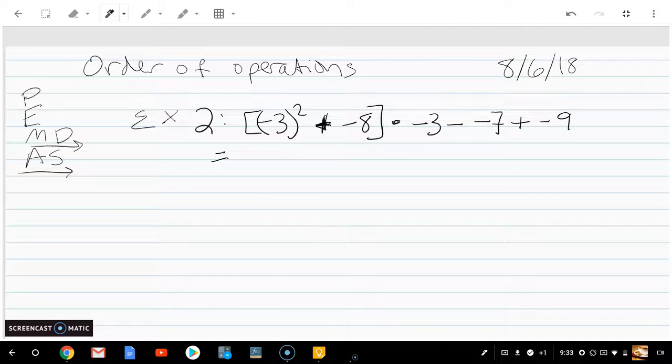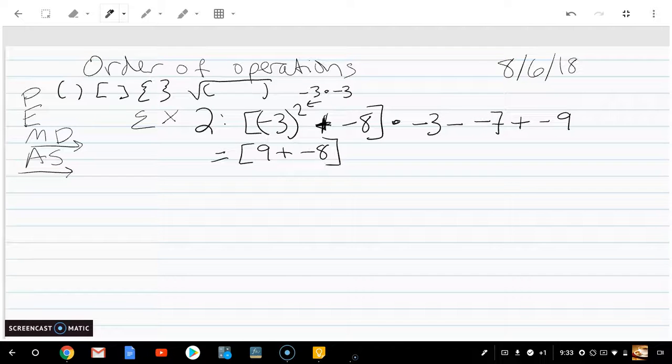So here we go. So I want to look at my parentheses first. So I have this bracket. The parentheses could look like parentheses or these brackets, or even if they're nested inside, you have these braces. Those are all parentheses. And if you see a square root, the square root acts as your parentheses too. So whatever is in here is what you have to do first. So here we go. I have -3 squared. So that would be, remember, -3 squared means -3 times -3. That's what that means. And so that would be negative times negative is positive. 3 times 3 is 9, plus -8, close brackets, times -3.